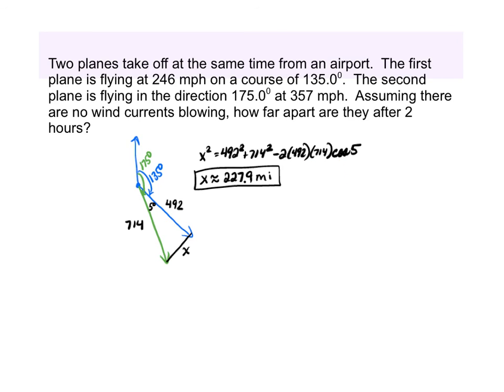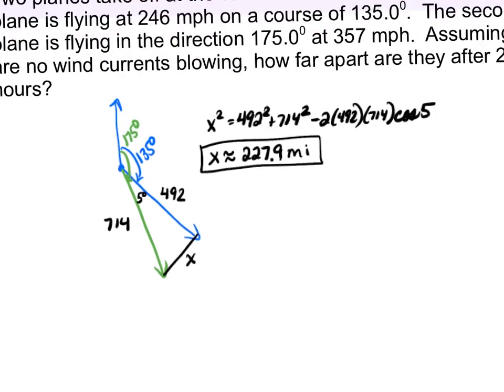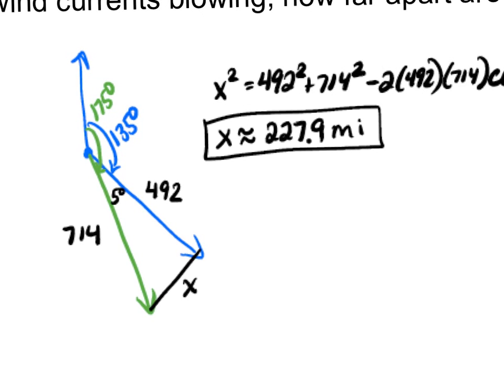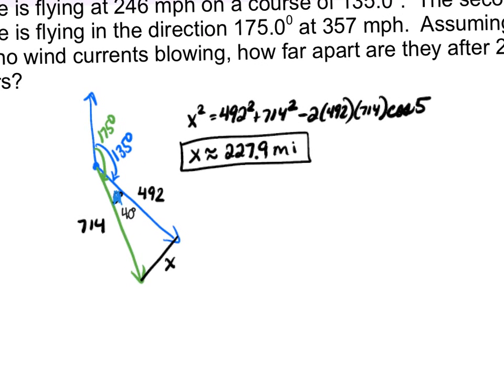The angle in between, ooh, mistake, let's fix it, is not 5 degrees. It is 175 minus 135. So getting rid of that, it's not 5 degrees. It is 40 degrees. My bad. So replacing this, it will no longer be 5, it will be 40. Get rid of that. So we're going to plug into our calculator again.